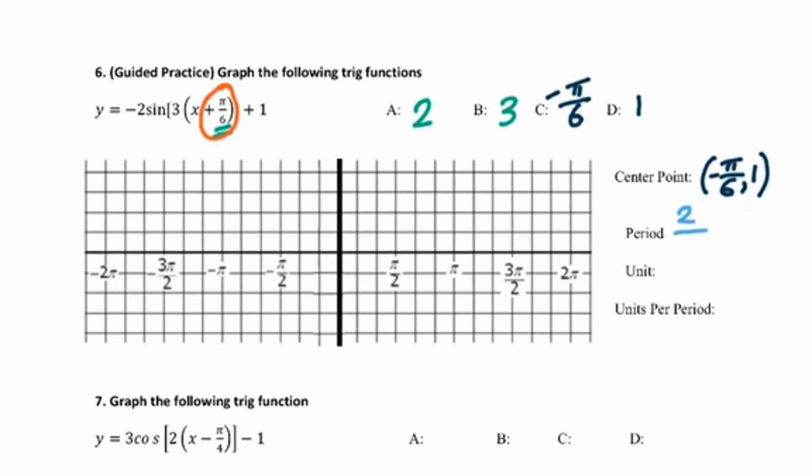So for period, we got 2 pi over B, which means 2 pi over 3. Look at the given graph. Each unit stands for pi over 2 divided by, check how many units between this pi over 2. We got 1, 2, 3. So divide by 3. 2 drop down, that's pi over 6. So the unit will be pi over 6. I label over here, that's pi over 6.